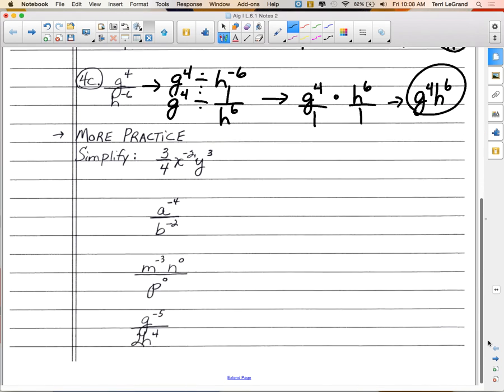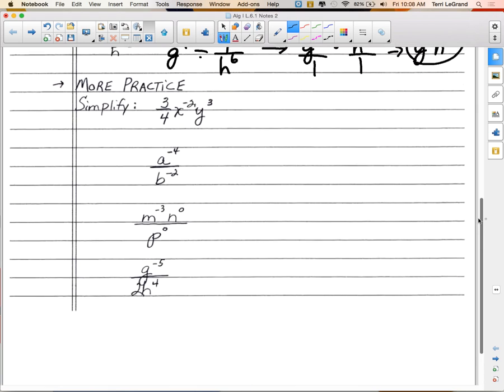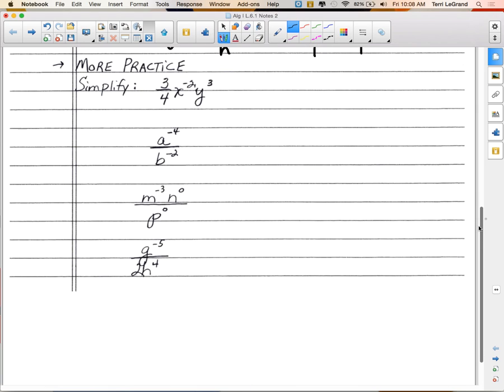Okay, then let's go try a few more here. More practice, because we need more, trust me. When it's time to start the homework, you might get a little bit irritated with this. Okay, let's make this into multiply, multiply.